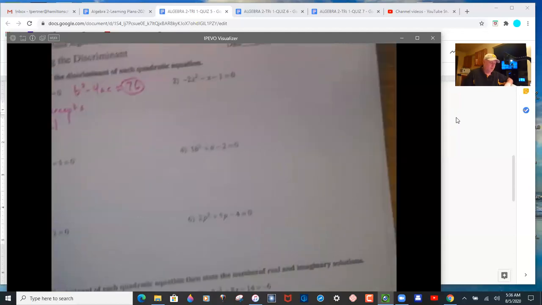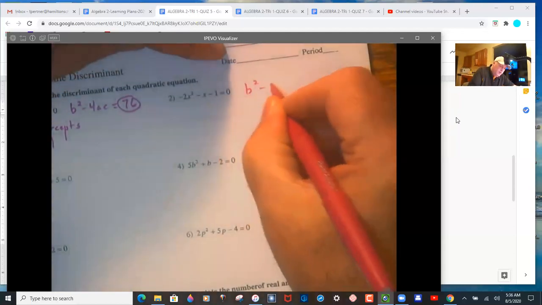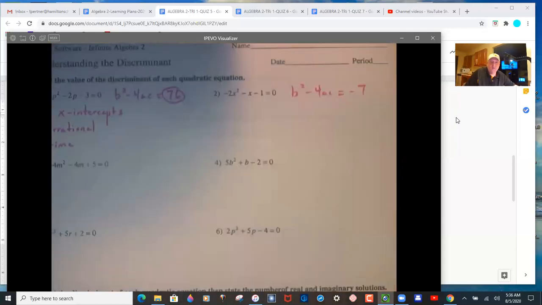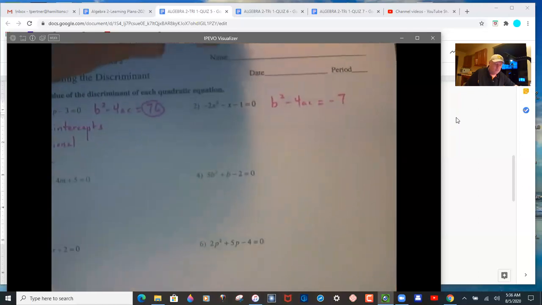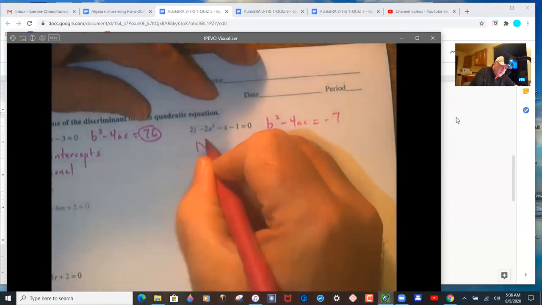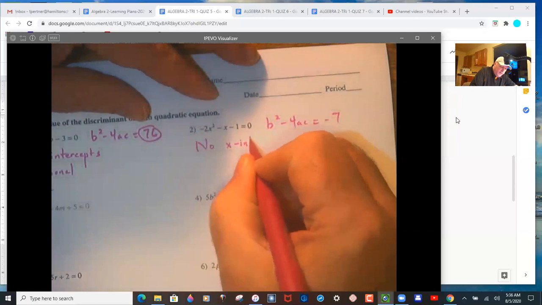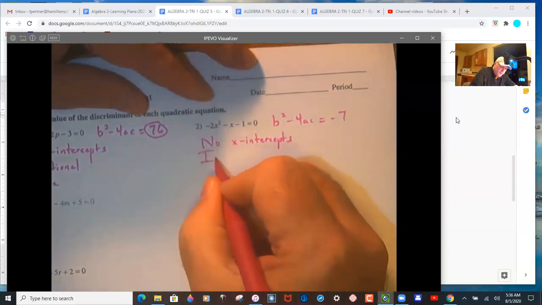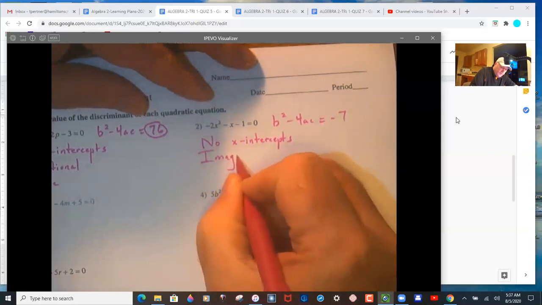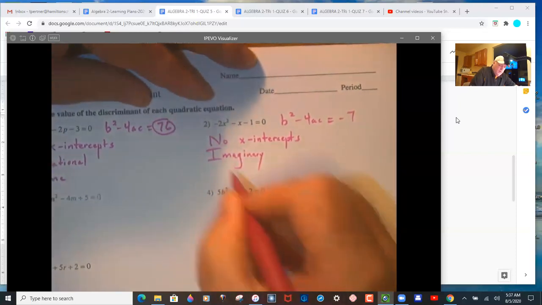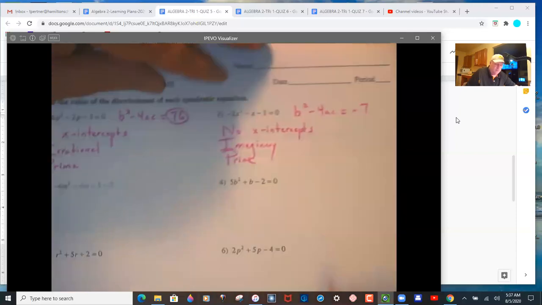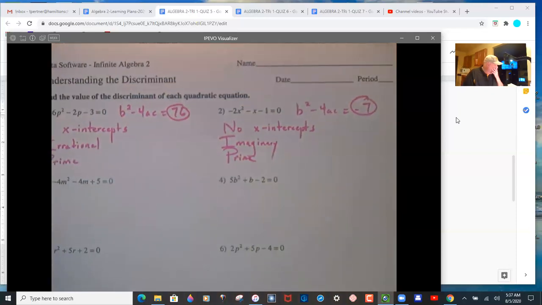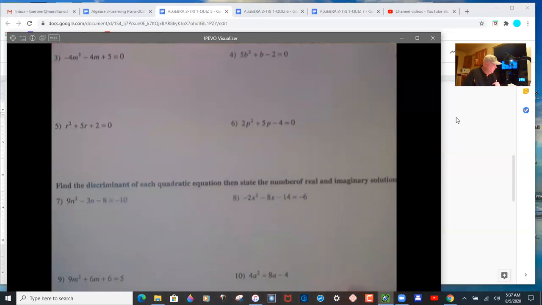So let's just do some different problems here so that you can see this. This is taking a piece of the quadratic formula and analyzing it. So no x-intercepts because it's negative. When it's negative, it's an imaginary solution. The solutions are imaginaries. And we have prime factoring again. You need to see each one of these, but I'm going to skip over those.